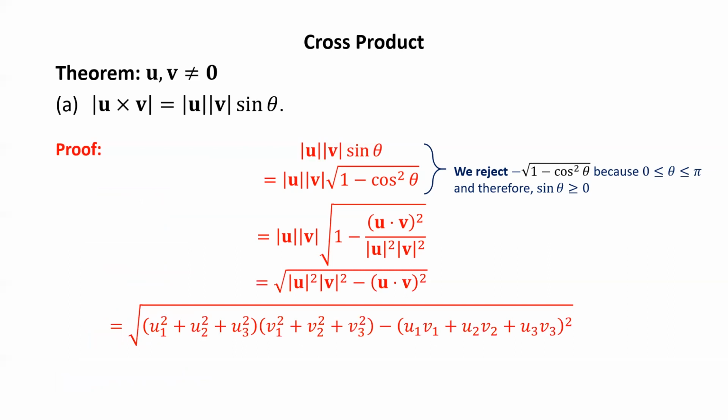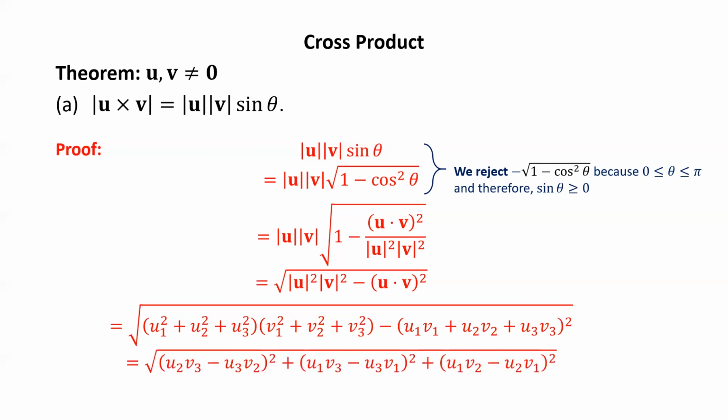Rewriting that expression in component form, replacing u by the vector u1, u2, u3, and v by the vector v1, v2, v3, we get this complicated looking expression. The square of the length of u is u1 squared plus u2 squared plus u3 squared. Similarly, for the square of the length of v. And u dot v we could write as u1 v1 plus u2 v2 plus u3 v3. Now we want to change the form of this so we can recognize it as a length of a cross product. So it turns out that this is equal to this expression.